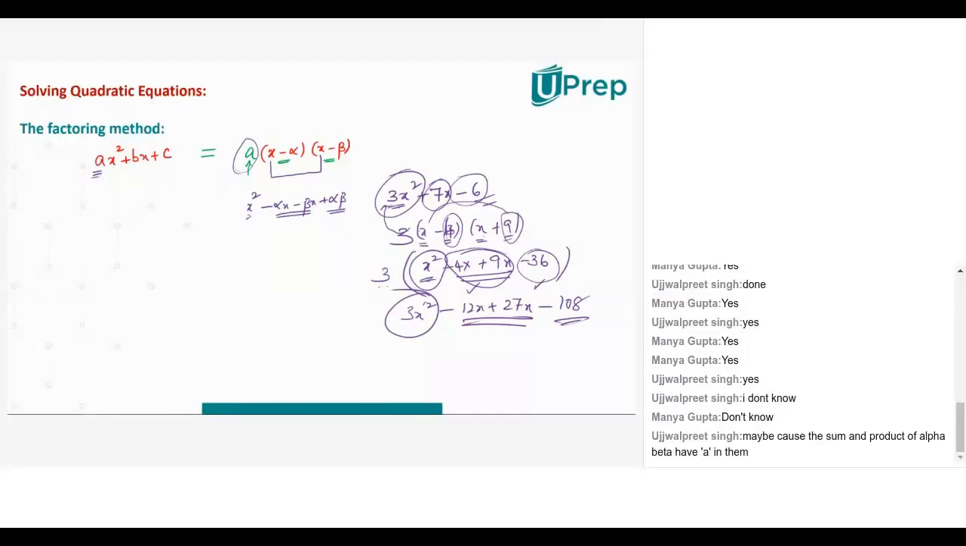So how do I get this a? Provided this whole product is multiplied by a. That's why after two linear factors, I must also look at the coefficient of x square and write it as a product outside. Now is that idea clear?